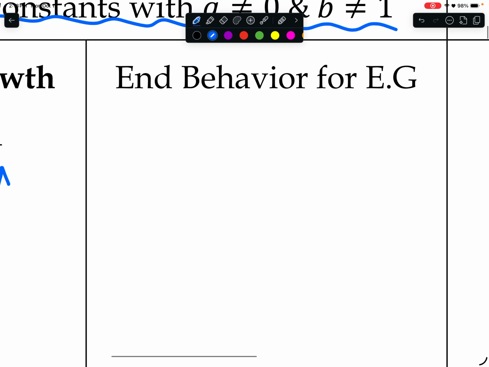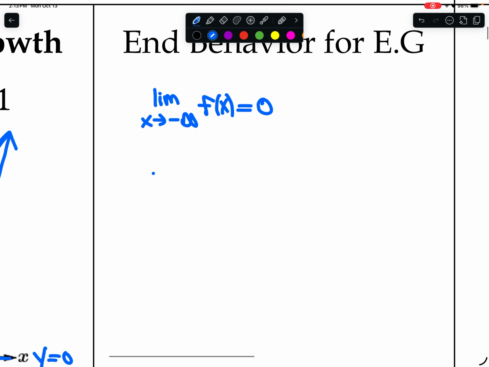Looking at my end behavior, this is the limit as x approaches negative infinity of f of x, and it approaches whatever your horizontal asymptote is, which in this case is 0. For my right-sided behavior, the limit as x approaches positive infinity of f of x, it's going up indefinitely, which means it's positive infinity.